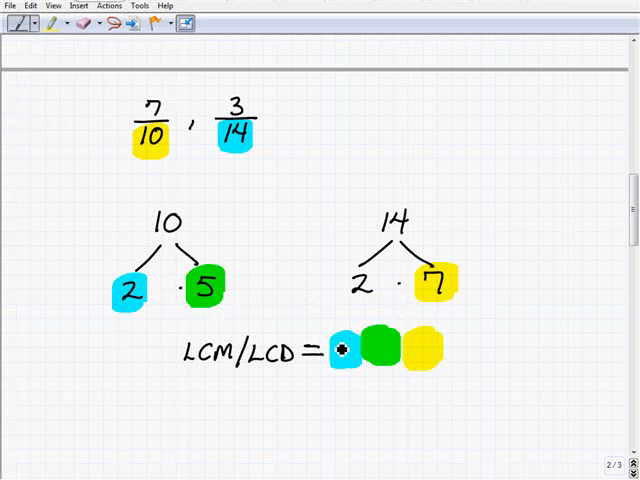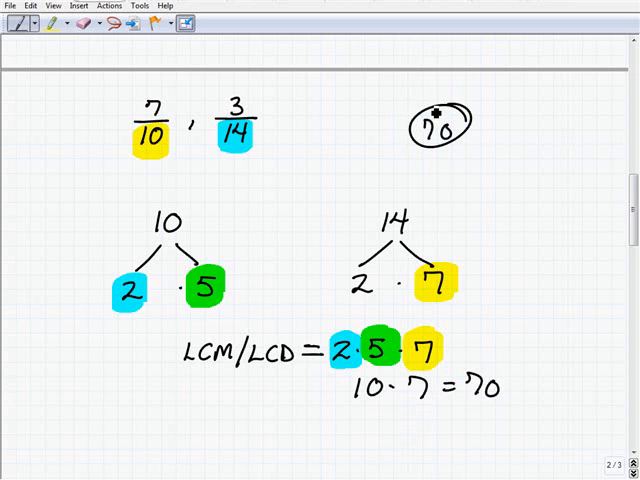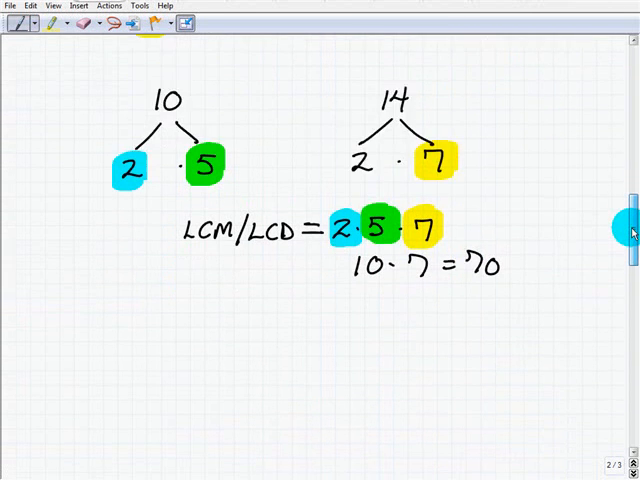All right, so let's write those in. 2 times 5 times 7, or 10 times 7, is 70. So 70 is the lowest number that both 10 and 14 divide into. So 70 is our LCD. Okay, let's move on.